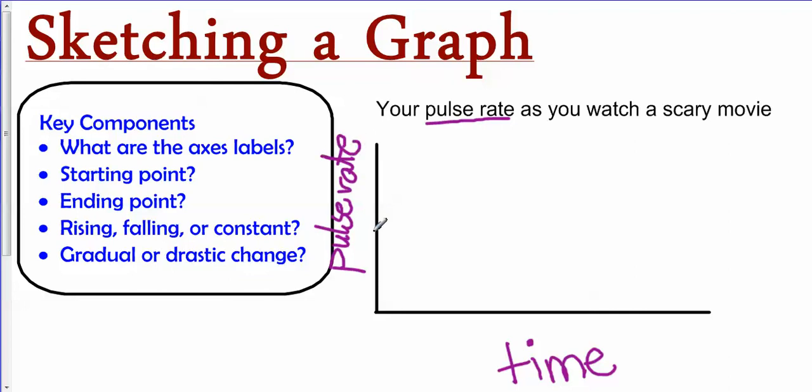My pulse rate is dependent on what's going on in the movie. As something really scary is happening, my pulse rate is increasing, and as it's more calm, my pulse rate is more even. And that variable is the time in the movie. Picture the DVD player, the ticker on there that's showing how much time has passed. So we have our axes labeled. So we need a title because we want our graph to talk. So this is pulse in a scary movie.